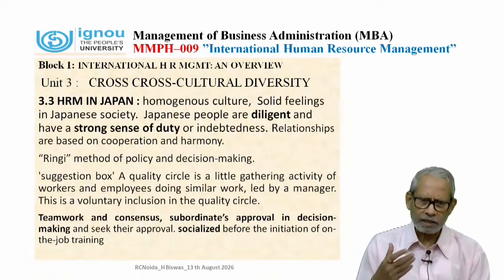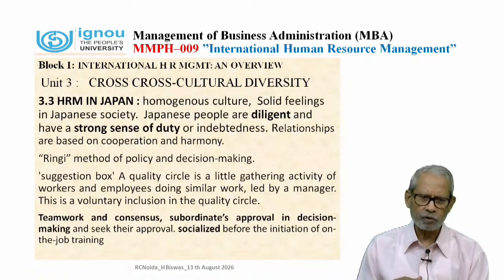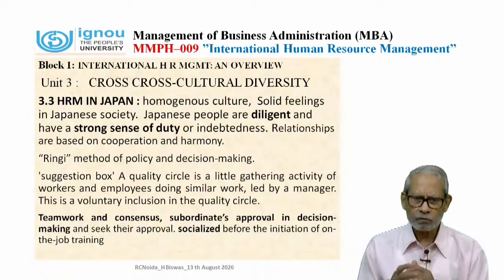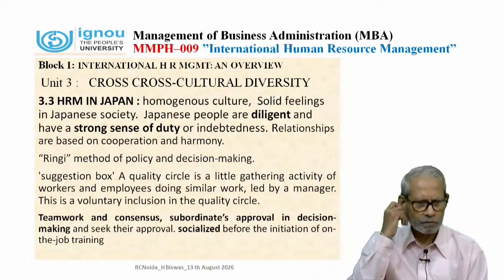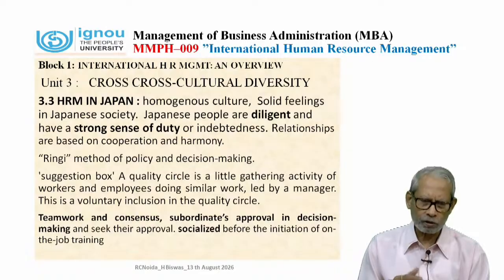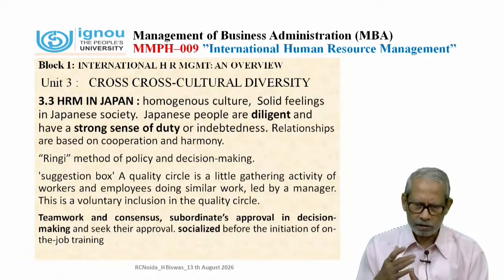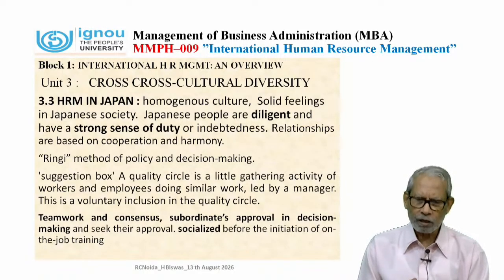A quality circle is also a small gathering, where they can discuss activities. The workers and employees doing similar work are led by a manager. This is a voluntary inclusion in the quality circles. All of this was adopted from Japan. Then teamwork, consensus, subordinates' approval and the decision making process are very much emphasized.